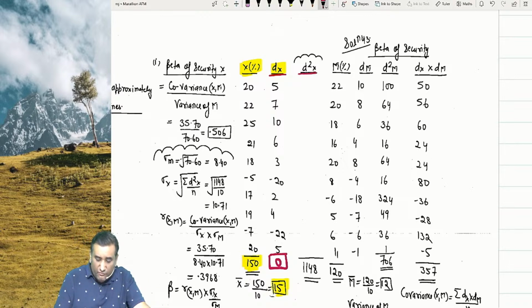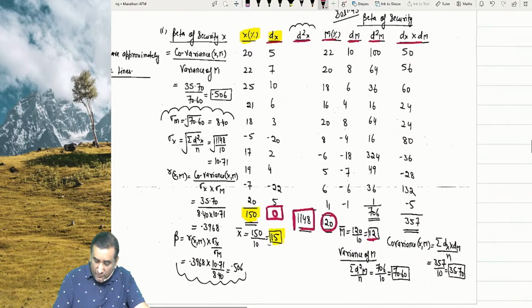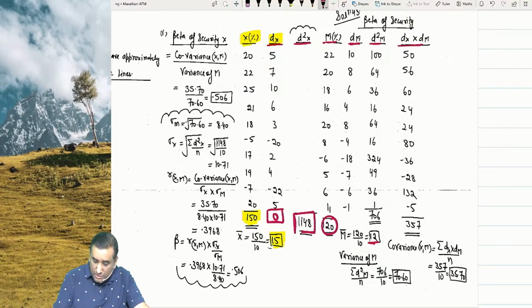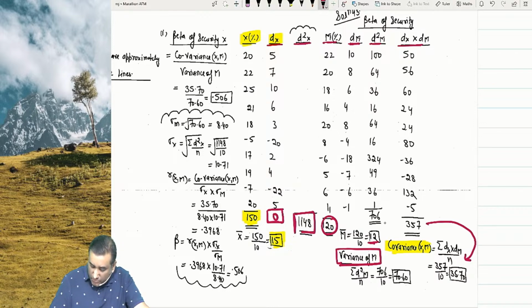D square x was not required. I calculated it because I have applied the second formula also. M was given. The total of M is 120. I find M bar. Then dm, d square m, and then dx dm for covariance. Look up please once. First I have applied covariance. So I have calculated covariance, which is nothing but this formula divided by 10. 10 periods are there. And then variance of M has been used using what?